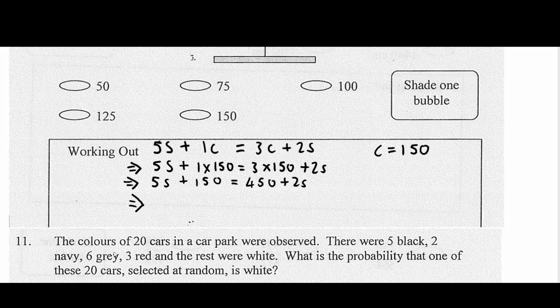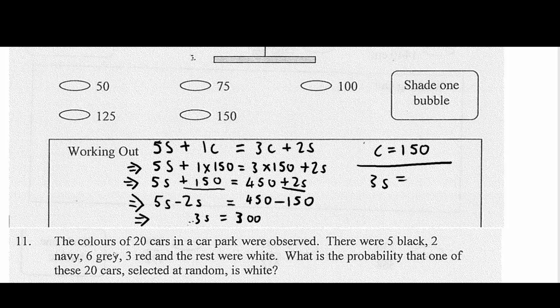All right. And then now we have some simplification here to do. 5 spheres, and this 2 spheres here goes to the other side. It becomes a negative. It becomes take 2 spheres is equal to 450. This plus 150 goes to the other side, becomes a take 150. So 5 spheres take 2 spheres is 5 take 2 leaves us with 3 spheres equals 450 take 150 is 300. So we've got 3 spheres equals 300.